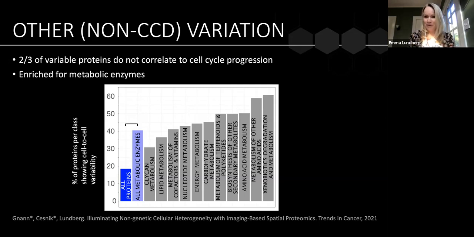So what is this? People tend to ask us, so is it stochasticity? No, we don't think so. Of course, we don't know, might be, but there are some observations here. One is that we see great enrichment for metabolic enzymes. If we look overall, both cell cycle, non-cell cycle dependent variations, I told you that 19% of the human proteome showed such heterogeneity, but for metabolic enzymes, this number is 40%. So significantly higher, and we can also see it across many different types of metabolism.